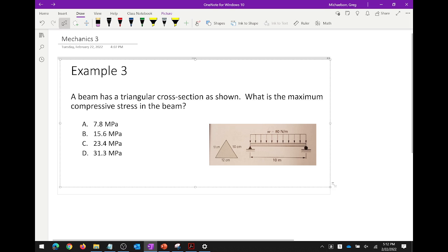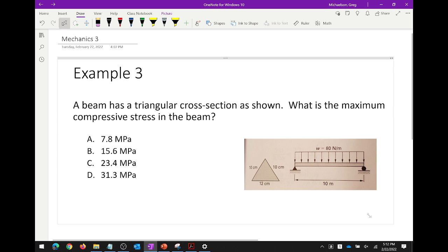So here's the problem. I have a beam that has a triangular cross-section. Ooh, that's interesting. It is a simply supported beam, subjected to an 80 Newton per meter load, and it's a 10 meter beam, and we need to determine the maximum compressive bending stress. Okay, maximum compressive bending stress.